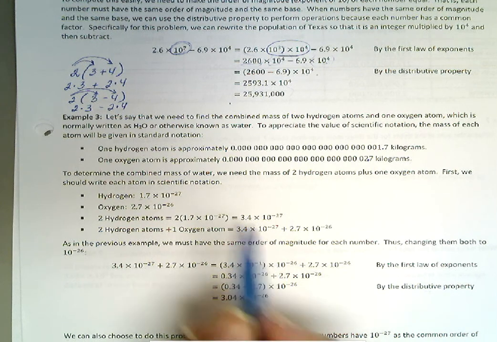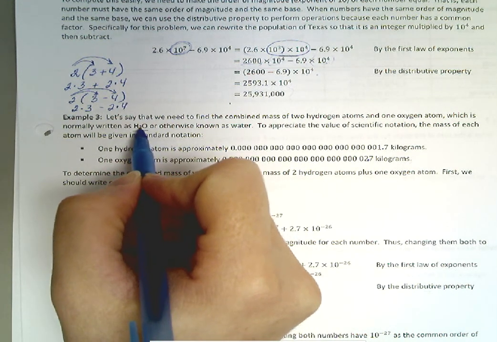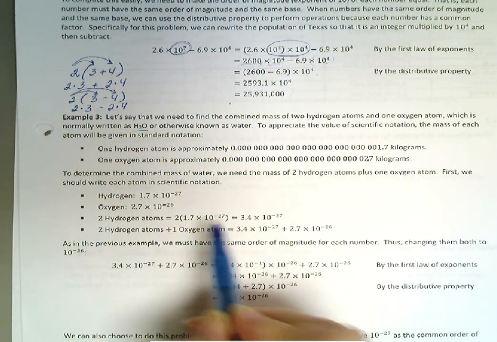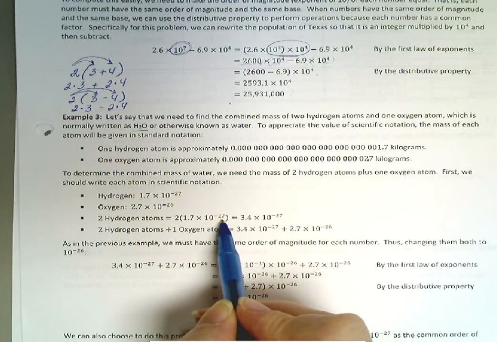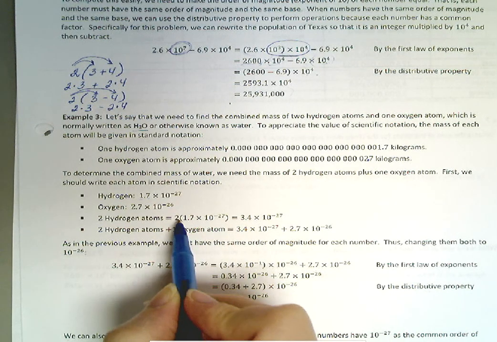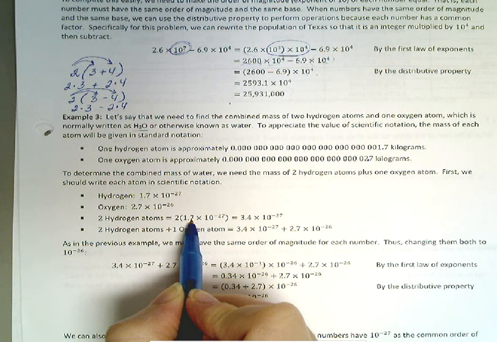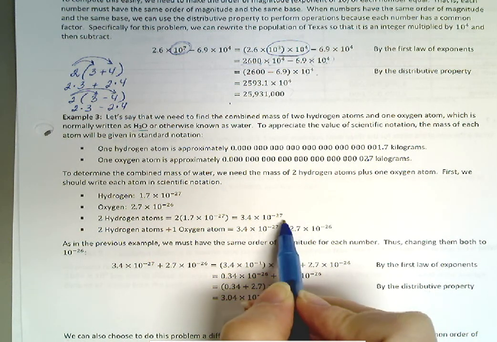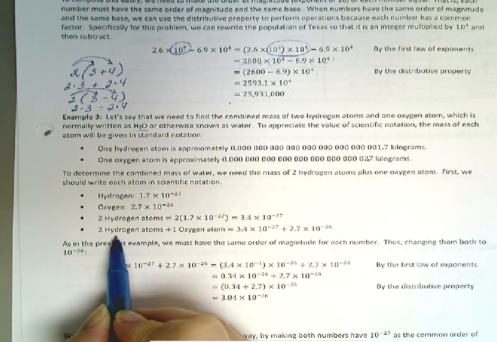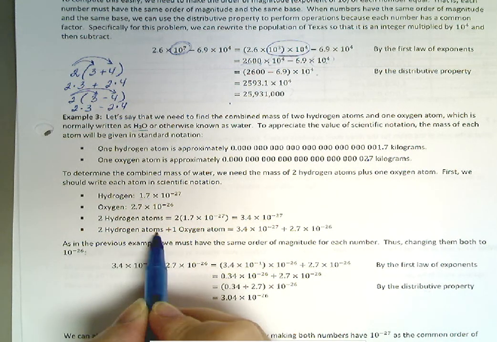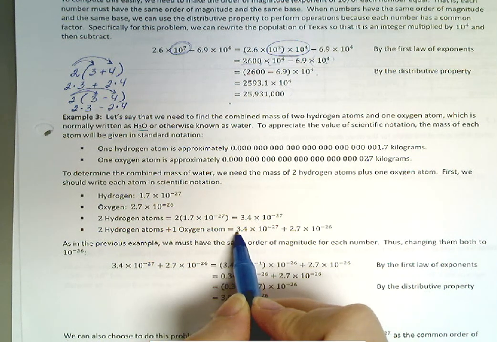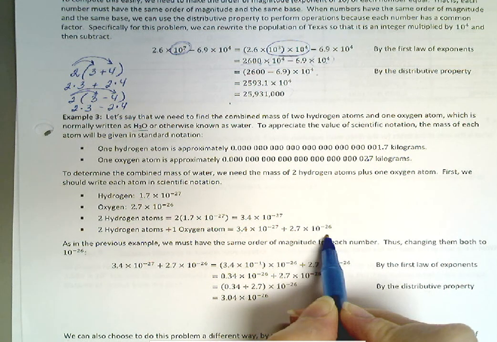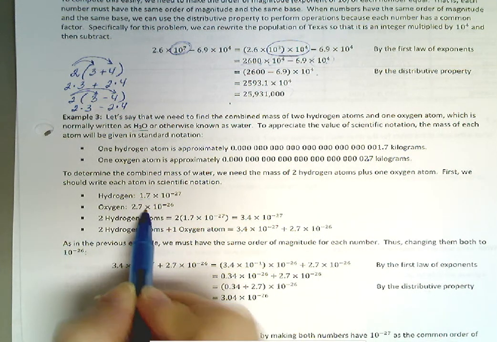Okay, now since it's H2O, we need 2 of the H's. So we will have to multiply 2 by 1.7 times 10 to the negative 27. Since it's multiplication, all I need to do is multiply 2 by 1.7, and it's going to be 3.4. And I'm multiplying it by 10 to the negative 27th power. The equation for 2 hydrogen atoms and 1 oxygen atom will be the number that I got for the hydrogen, and I'm adding the number for the oxygen, which is this one.